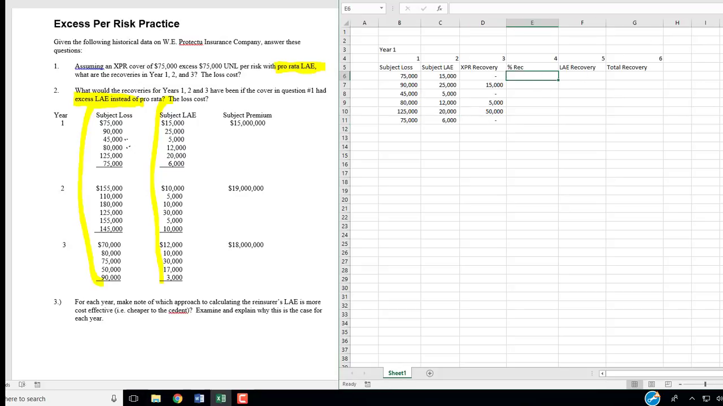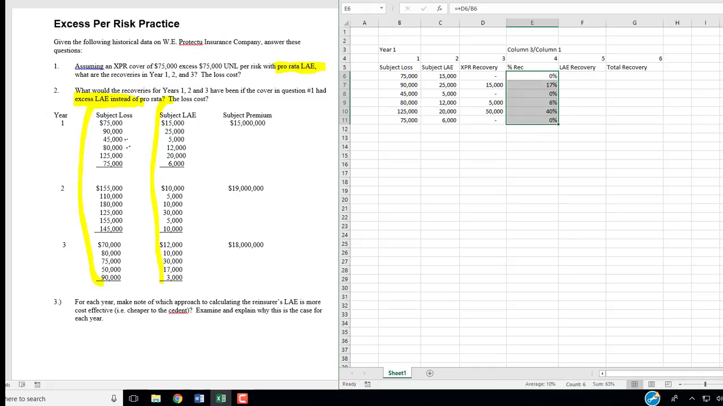The percentage recovery is simply going to be column 3 divided by column 1. In other words, it's the recovery from the reinsurance contract divided by the total subject loss. So I'm just going to write in plus column 3 here, or D6, divided by 75,000. And of course, that's 0. And then I'm going to copy this down.